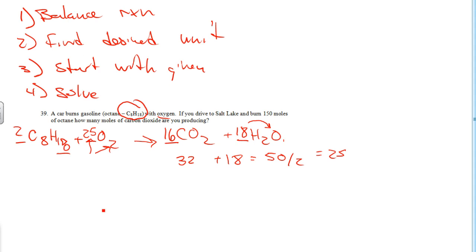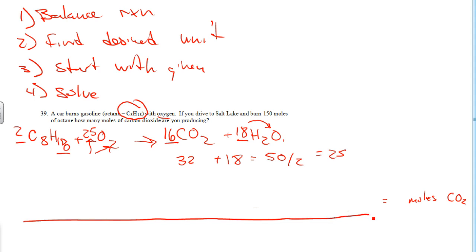Number 2 says find the desired unit. Alright, I'm going to put equals over here. It wants to know if you drive this far, how many moles of carbon dioxide. So moles CO2.